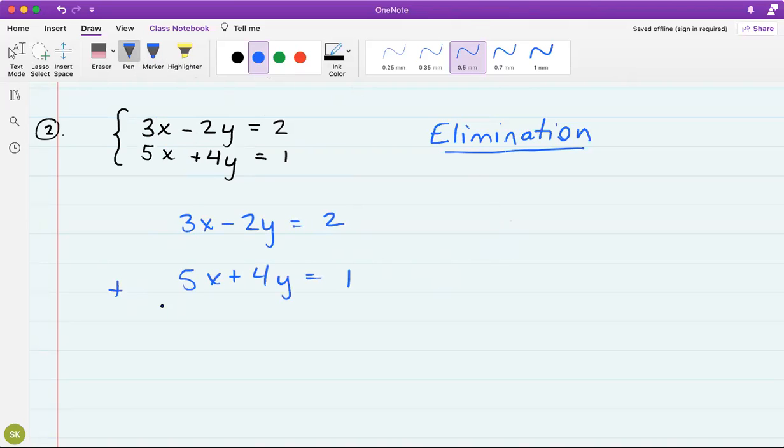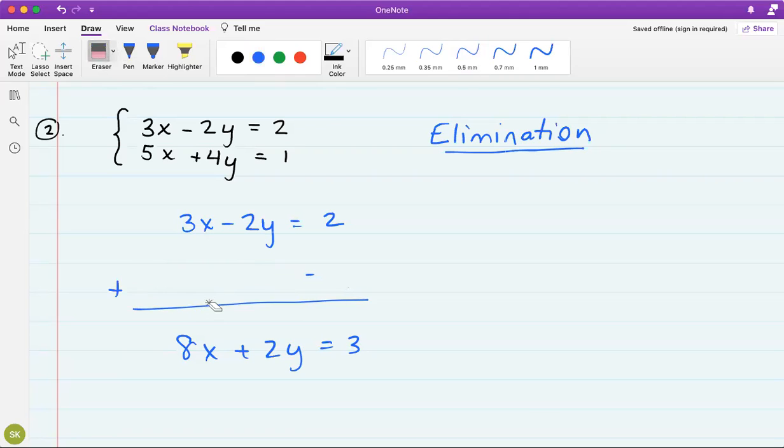If I just add these two together like this, notice I'll get 8x plus 2y is equal to 3. And I did not eliminate one of the variables. The goal is to eliminate one of them, so that when I add them together, I only have an x or I only have a y. To do that, we need to multiply one of these equations or both of these equations by some number so that when we add them, one of the variables goes away. So let me write this equation here again.